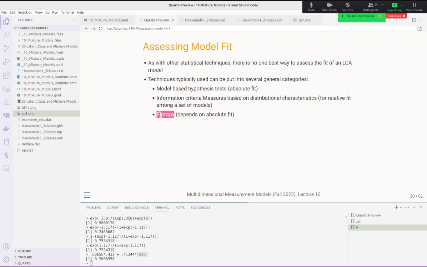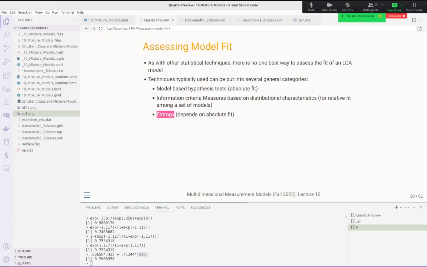And then finally, I mentioned before entropy. Entropy is a measure of how much overlap in the distributions there are for the classes. Some people use that for model fit, but I caution you against that. It is actually very much like what we would call reliability, and it depends on the model fitting well. It's not an index of model fit. If the model fits well, it talks about how well the classes are separable.